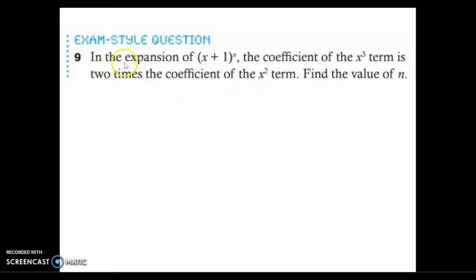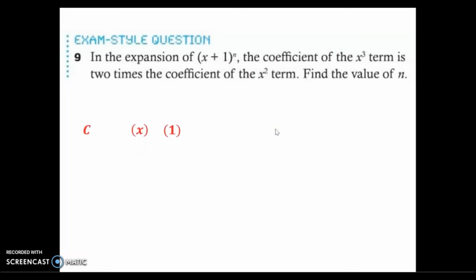So look at this. We have, in the expansion of this to some nth power there, the coefficient of x cubed is 2 times the coefficient of the x squared term. So this will produce a bunch of terms. We don't know how many because this is n. But there will be an x cubed term and there will be another one with x squared. And we know the coefficient of this one is twice the coefficient of this one. Interesting. How do you even approach this?